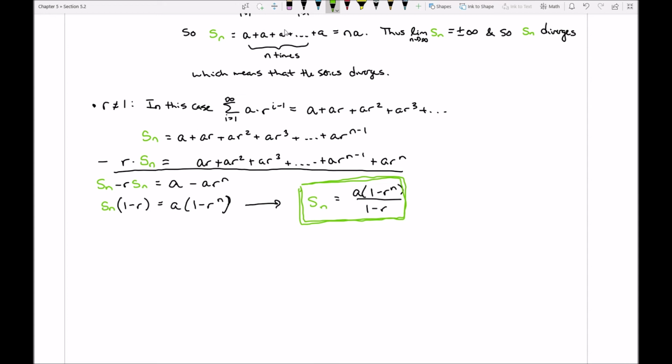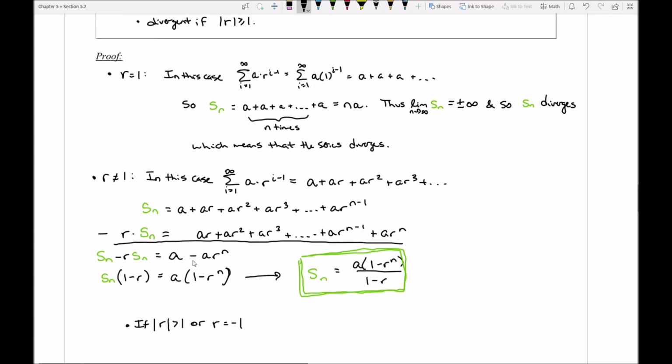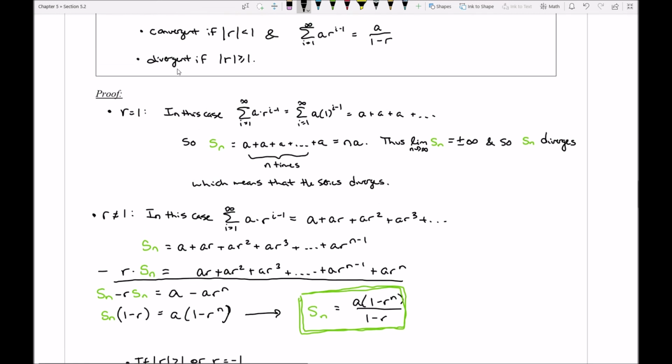Now I'm going to go ahead and start to break this up into some smaller subcases just to see what happens when I try to compute a limit of this thing. So let's see what we have. Let's suppose that it's the case that the absolute value of r is greater than 1, or that maybe r itself is equal to negative 1. Notice that both of these would be cases that would be a part of this divergent group.